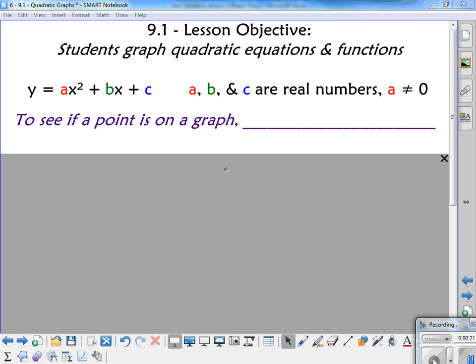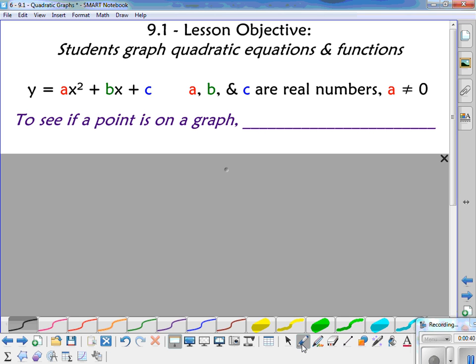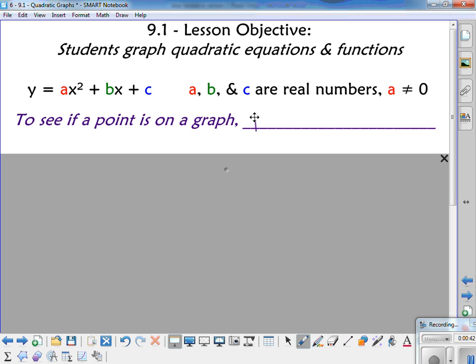Okay, so my standard form for a quadratic equation that we would graph, or a function, is y equals ax squared plus bx plus c. A, b, and c have to be real numbers, and a cannot equal 0. In other words, there has to be an x squared in order for it to be a quadratic. So to check to see if a point is on the graph, you do the same thing we did when we had lines. You just plug it in.